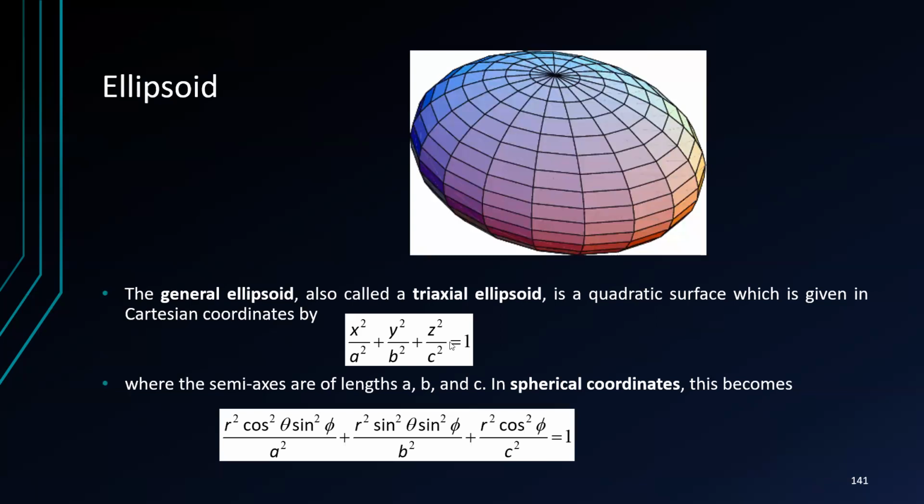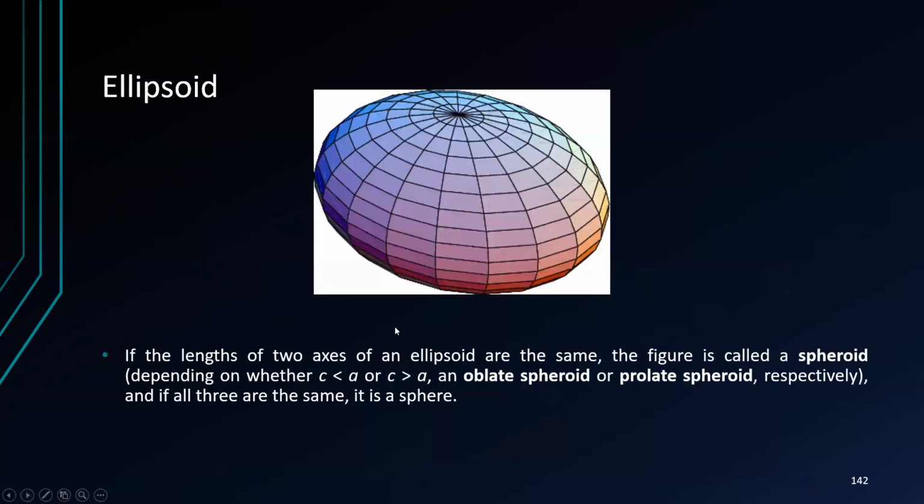If the lengths of two axes of an ellipsoid are the same, the figure is called a spheroid, depending on whether c is less than a or c is greater than a: an oblate spheroid or a prolate spheroid, respectively. If all three are the same, it is a sphere. The spheroid has only two equal.